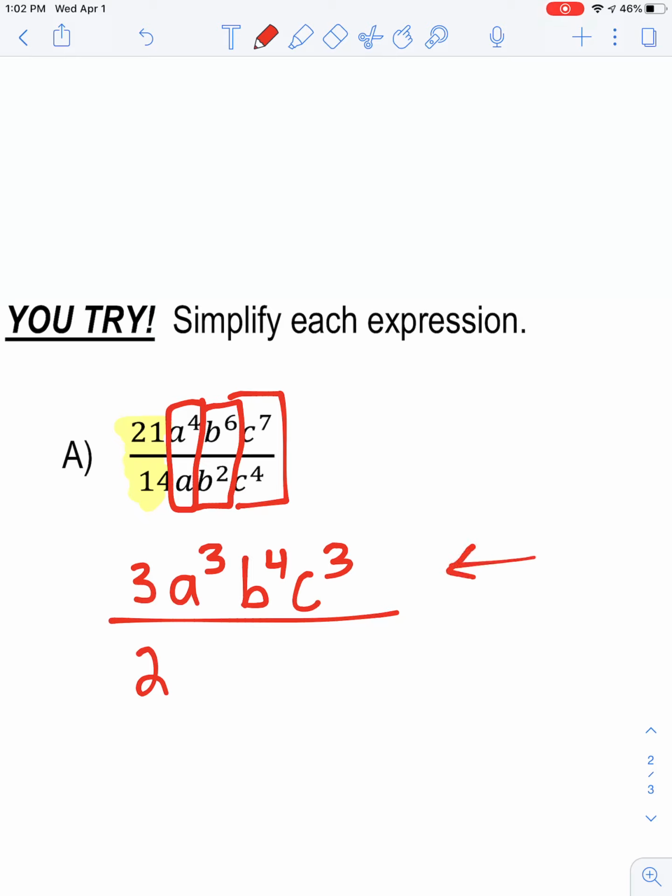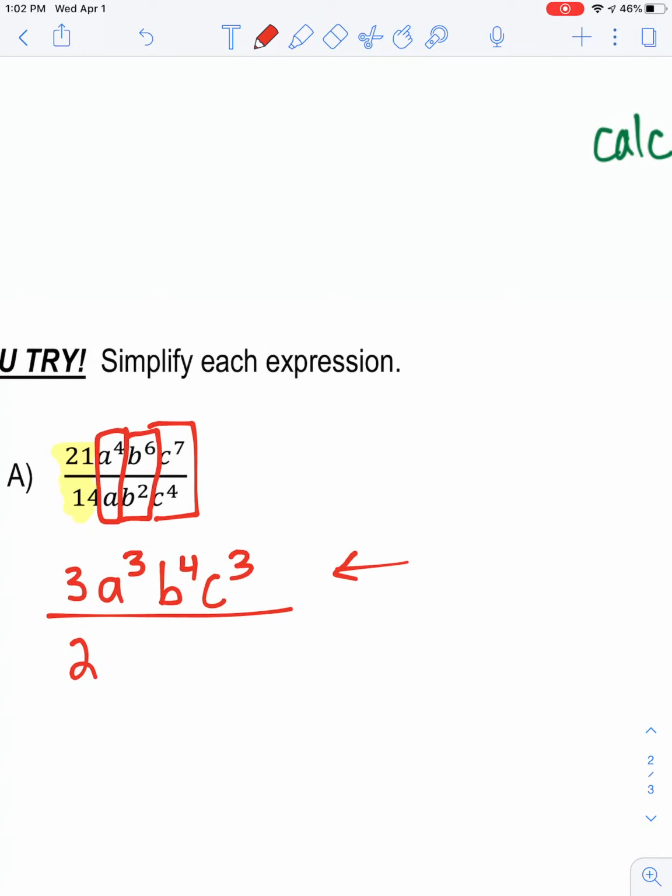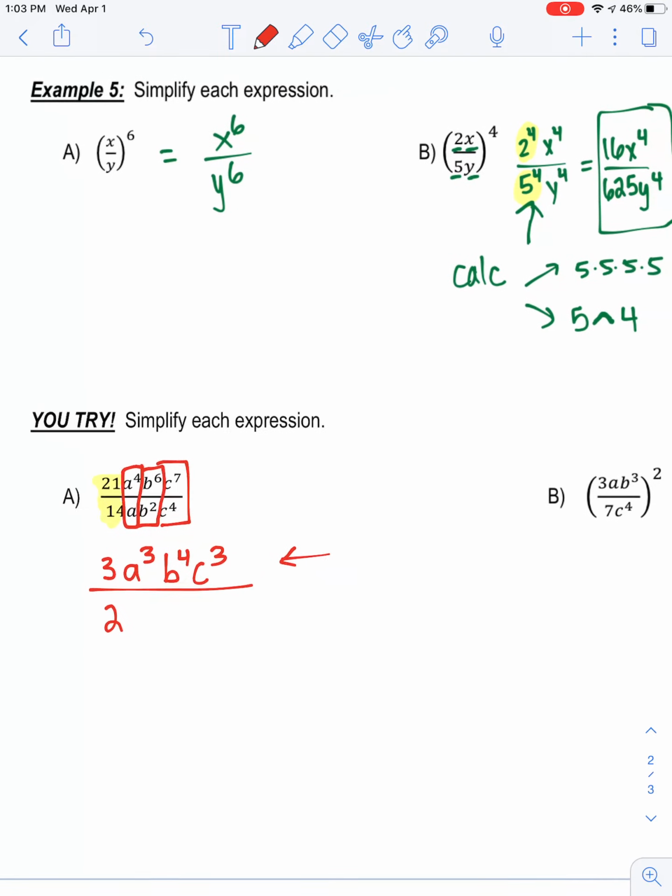Notice these are all in the numerator. We will eventually see problems with negative exponents, and if I subtracted and got a negative number, then it would move to the bottom, but we'll talk about that another day. All right, so there's our answer to part A.